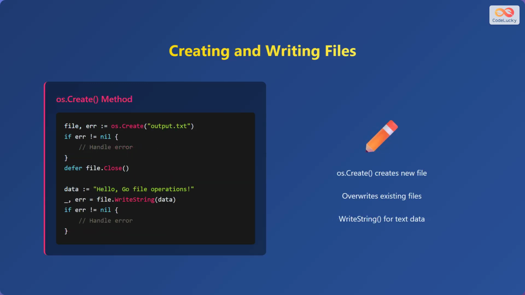Next, let's learn how to create and write to files. The os.Create function is used to create a new file. If the file already exists, it will be overwritten. Here's an example. Call the os.Create function with the desired file name, such as output.txt. Handle the potential error. Then use the WriteString method on the file object to write data to the file. Handle any errors that might occur during the writing process.